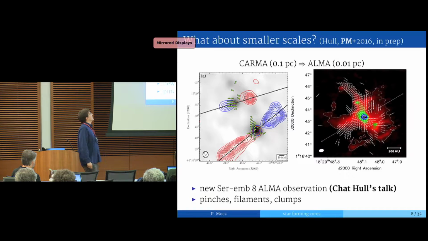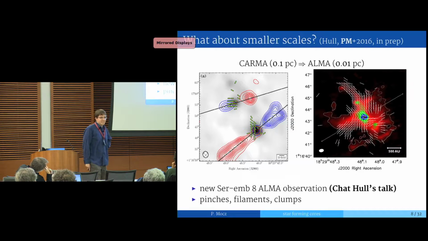And what about smaller scales? When you have higher resolution data and look at the details with better resolution, things become more complicated. As Chat has shown this morning, in the Serpens core, we see complex filamentary structures. We do see some pinching. We see clumps. We see features that are not part of the traditional hourglass shape.